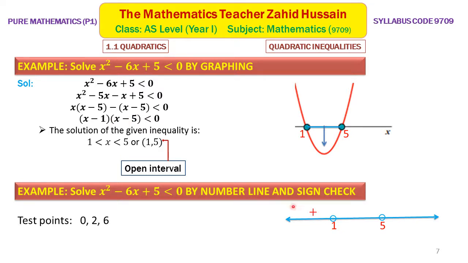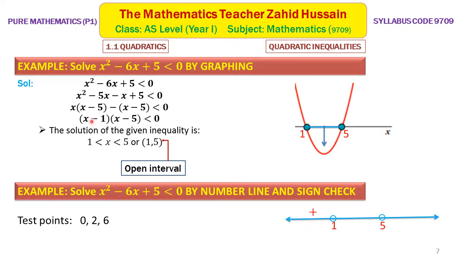In these intervals we are taking test points. In this interval the test point is 0. In this interval you can take test point 2 or 3 or 4, and in this interval you can take 6, 7, 8, 9, 10, whatever. So I am taking 0 as a test point in this interval.